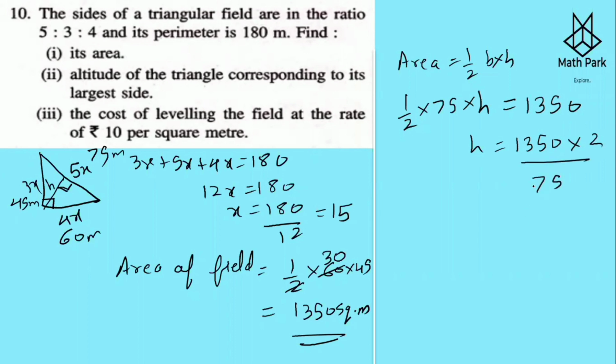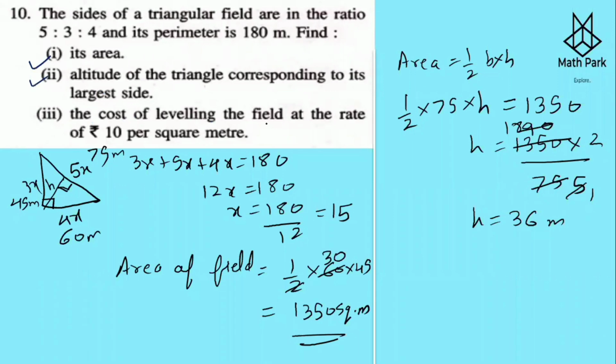Okay, so let us divide this by 15. 15 fives are 75 and 15 nines are 135. So 90s are, 5 ones are 5 and 5 18s are 90. And h is equal to 18 into 2, which is 36 meter.